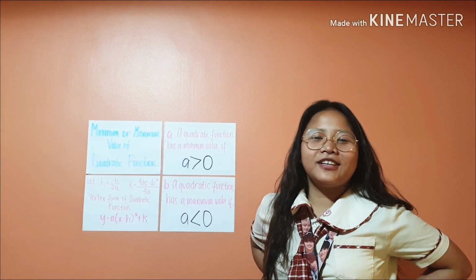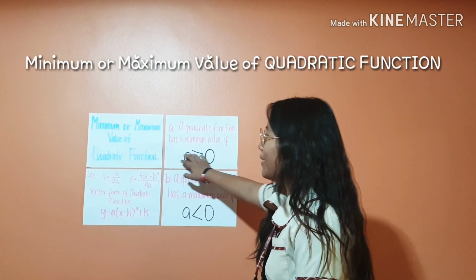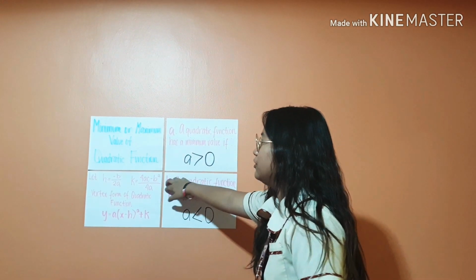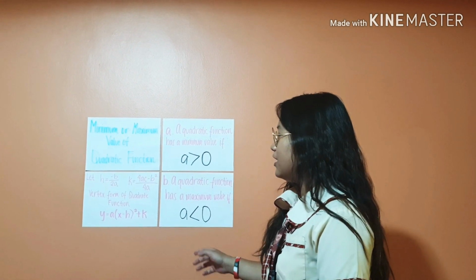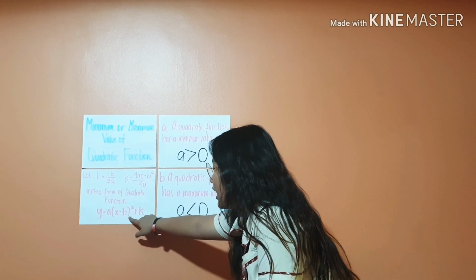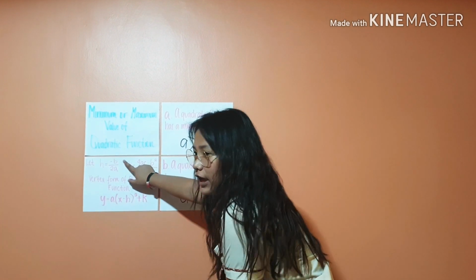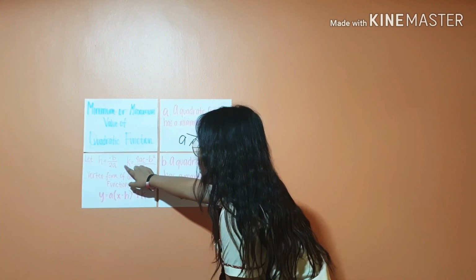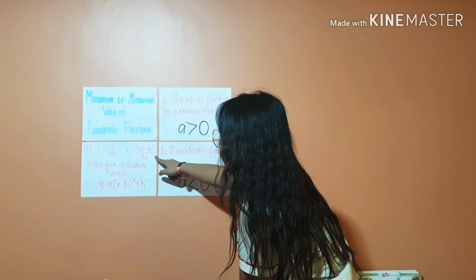Hi, I'm your student teacher for today, and now we're going to talk about the minimum or maximum value of quadratic function, where the vertex form of the quadratic function is y is equal to a times x minus h squared plus k, where h is equal to negative b over 2a and k is equal to 4ac minus b squared over 4a.